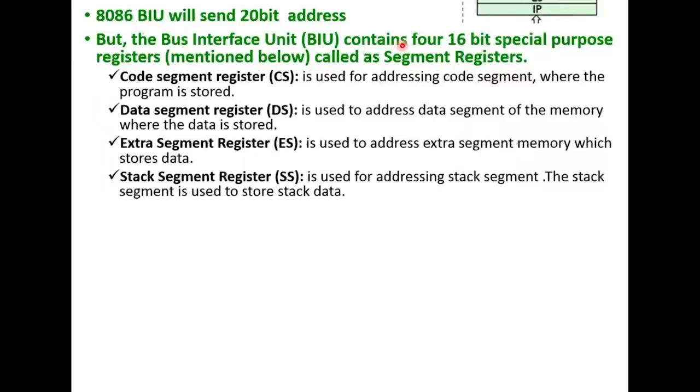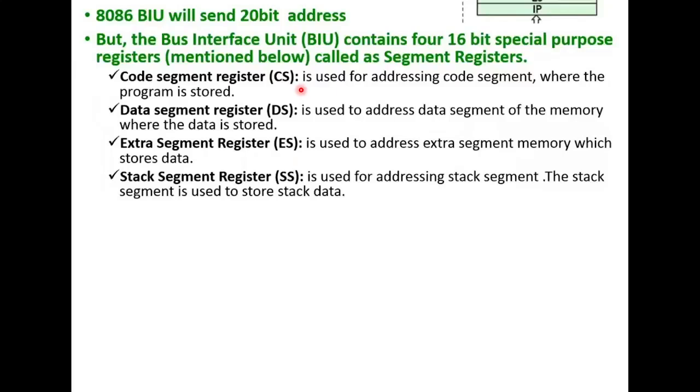BIU means bus interface unit. This BIU contains four 16-bit special purpose registers called segment registers. So what are the four segment registers? We already discussed them last class. They are the code segment register, data segment register, extra segment register and stack segment register: CS, DS, ES and SS.